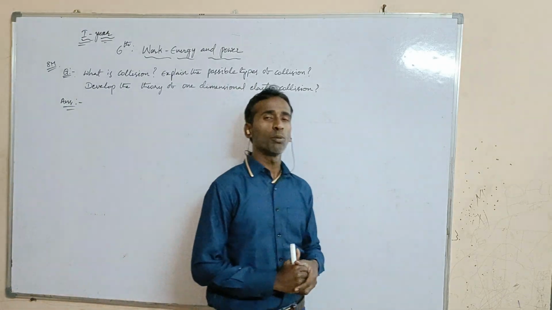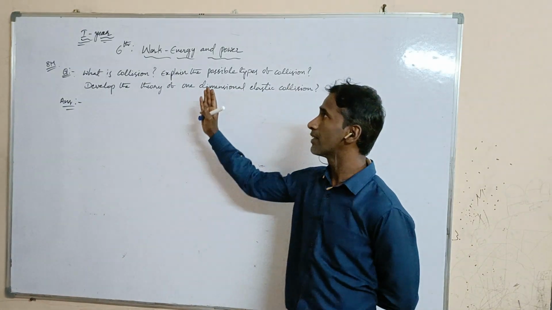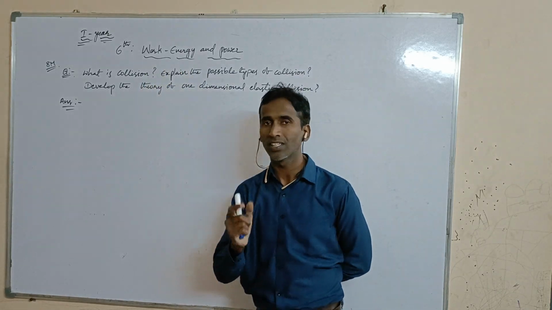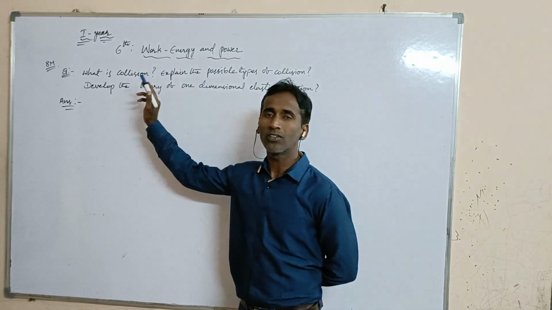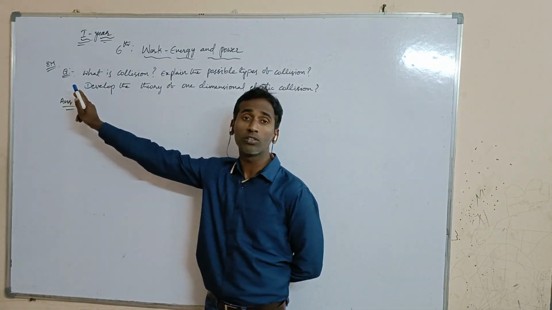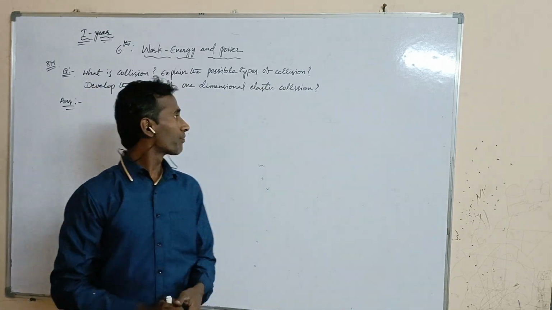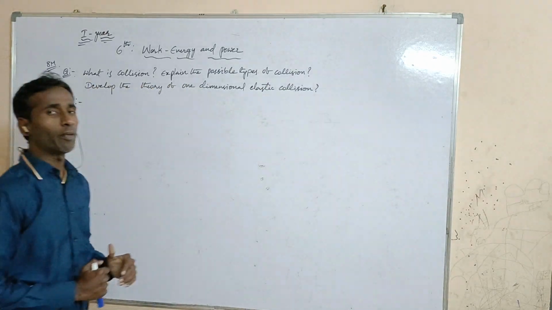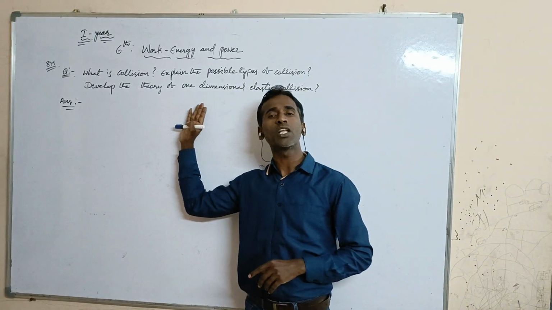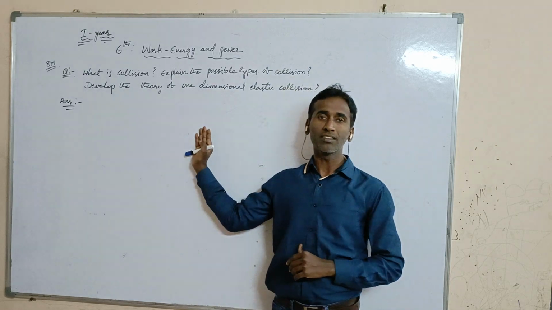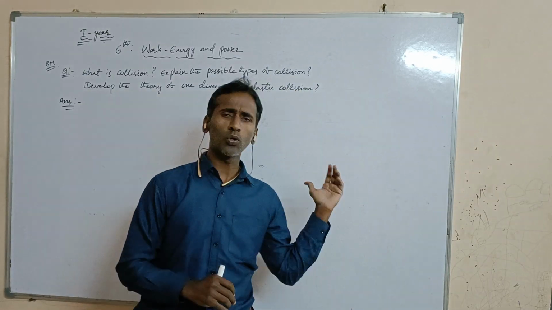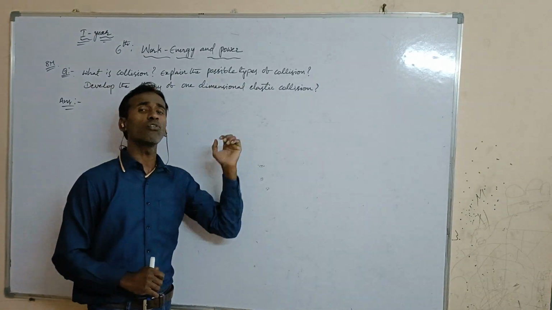Now I'm making the most important LAQ from the sixth chapter, that is, the sixth chapter is work, energy and power. This is related to the first year topic. In the first year topic, the most important question, the eight mark question, is the first one, collision. Explain the types of collision and develop the theory of one dimensional collision. This is our question. Sometimes he gives half of the question, sometimes the full question.